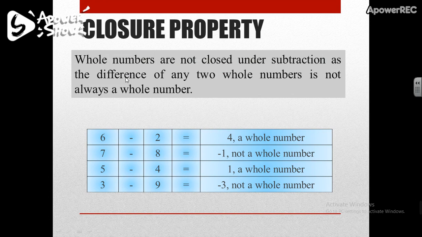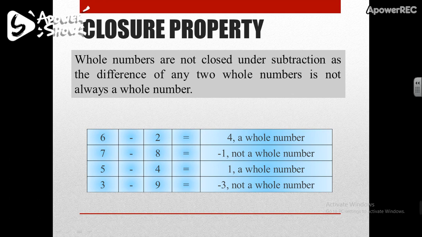Why? Because the difference of any two whole numbers is not always a whole number. If the difference of any two whole numbers is always a whole number, then we can say that whole numbers are closed under subtraction. But after taking some examples, we find that in some cases we are getting a whole number, but in some cases we are not getting a whole number. So the difference of any two whole numbers is not always a whole number. That is why whole numbers are not closed under subtraction.